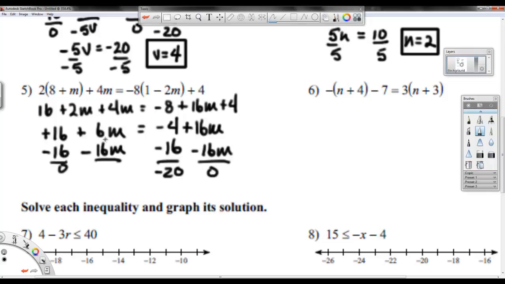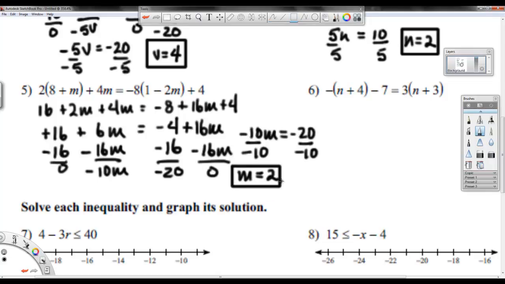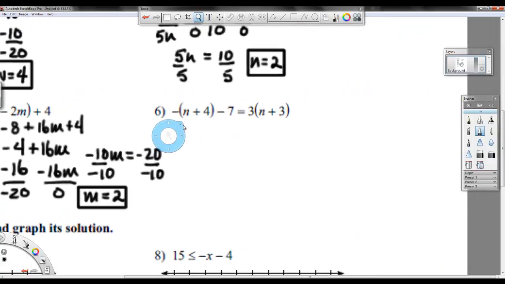Now, this is where the integer math comes in. This is positive, this is negative. So you take the larger digit, subtract the smaller one from it. I get 10. So 10m. It'll be a negative 10m. So now, I end up with a negative 10m equals a negative 20. Divide each side by a negative 10. This goes to 1, so m equals 2. So really, really hard problem. That is definitely the hardest problem on the test. Alright, let's move to number 6.